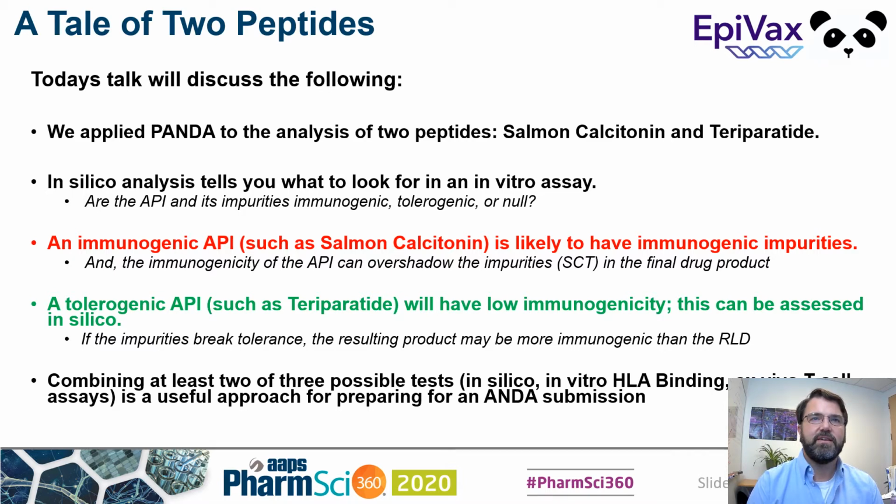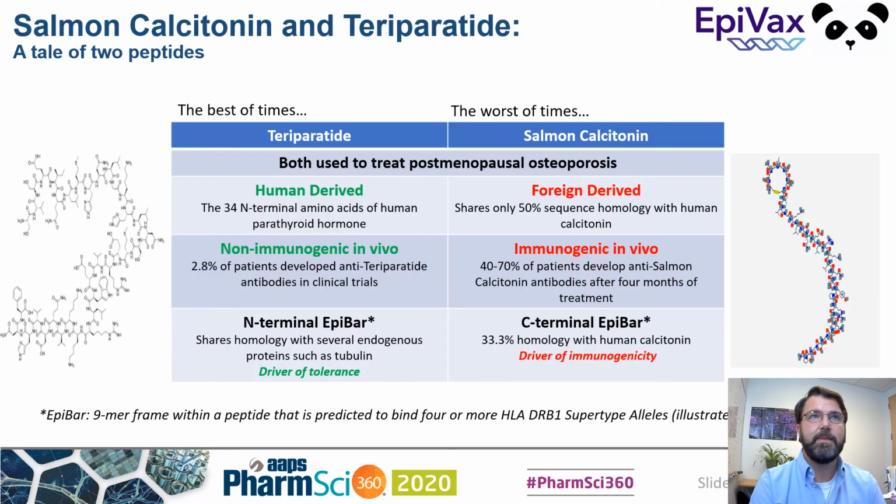And if you break that tolerance, however, any impurities that have a loss of tolerance or loss of homology are likely to be more immunogenic, and if present at high enough levels can actually impact the immunogenicity of the overall product. And so combining at least two of the three possible tests, in silico, in vitro binding, and T-cell assays, are very useful approaches for preparing your ANDA submission and evaluating your drug product.